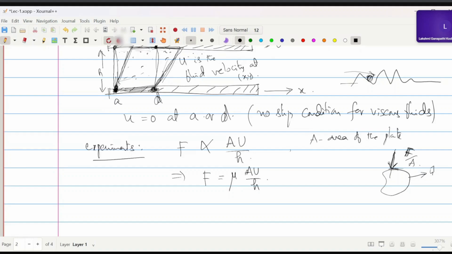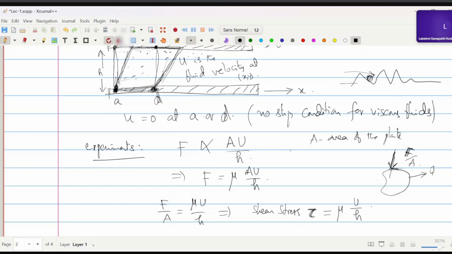Okay. So F by A, you can write as mu U by H. So F by A, but we are only applying it horizontally. That is why it is your tau, shear stress. Let's call this tau. Shear stress is tau, which is equal to mu times U by H.